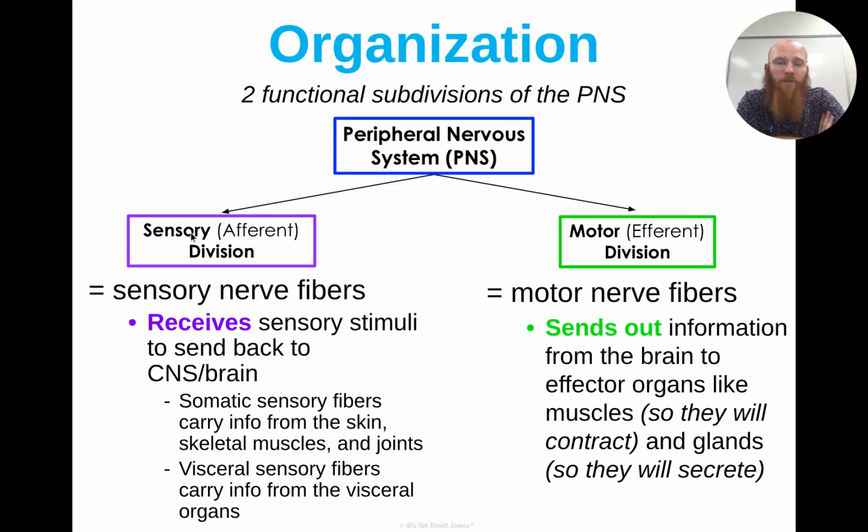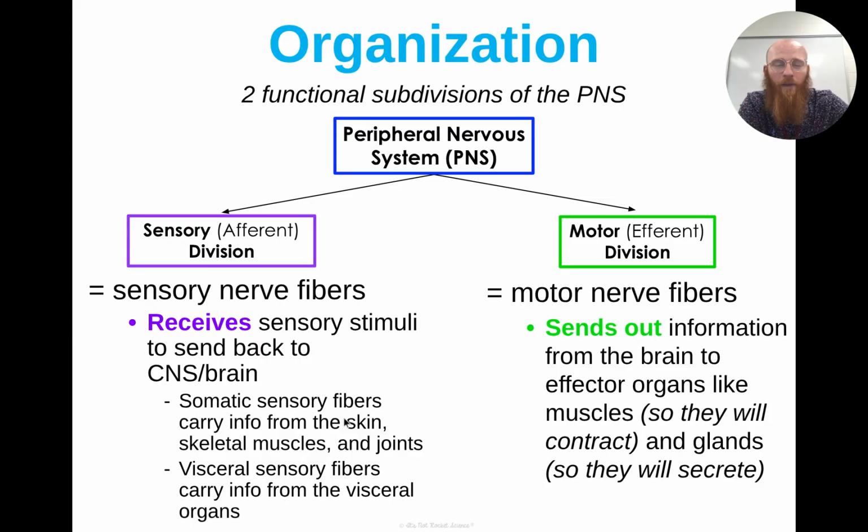So you do have somatic sensory fibers. We'll go into somatic in a future part very soon as to what that means. But we have somatic sensory fibers that are responsible for carrying information from the skin, from your skeletal muscles, from your joints. And then more on the visceral side, you have visceral sensory fibers that carry info from those internal visceral organs.